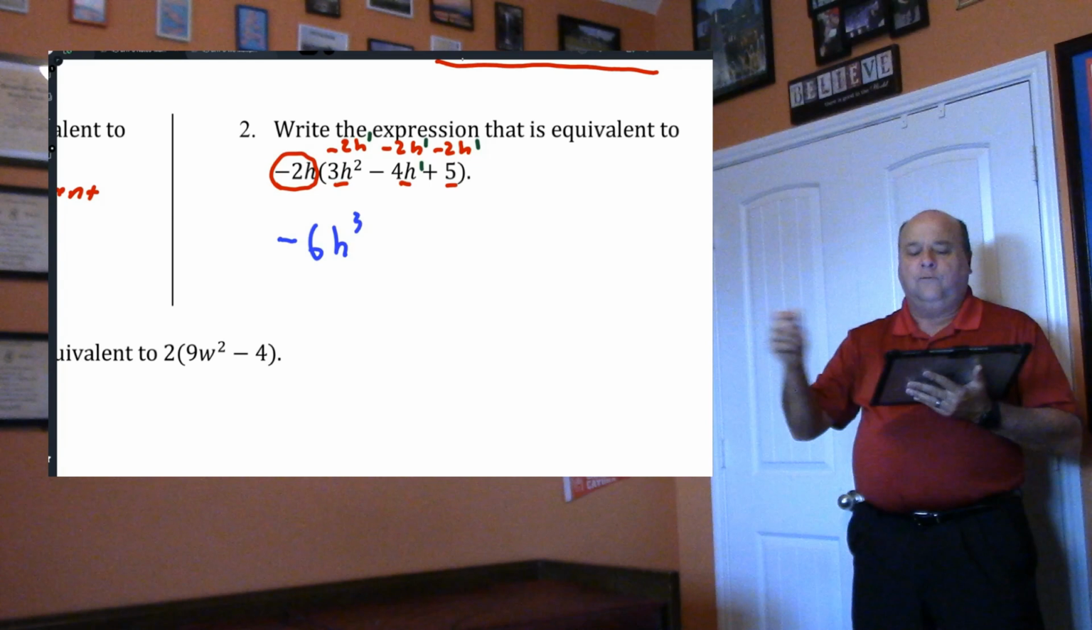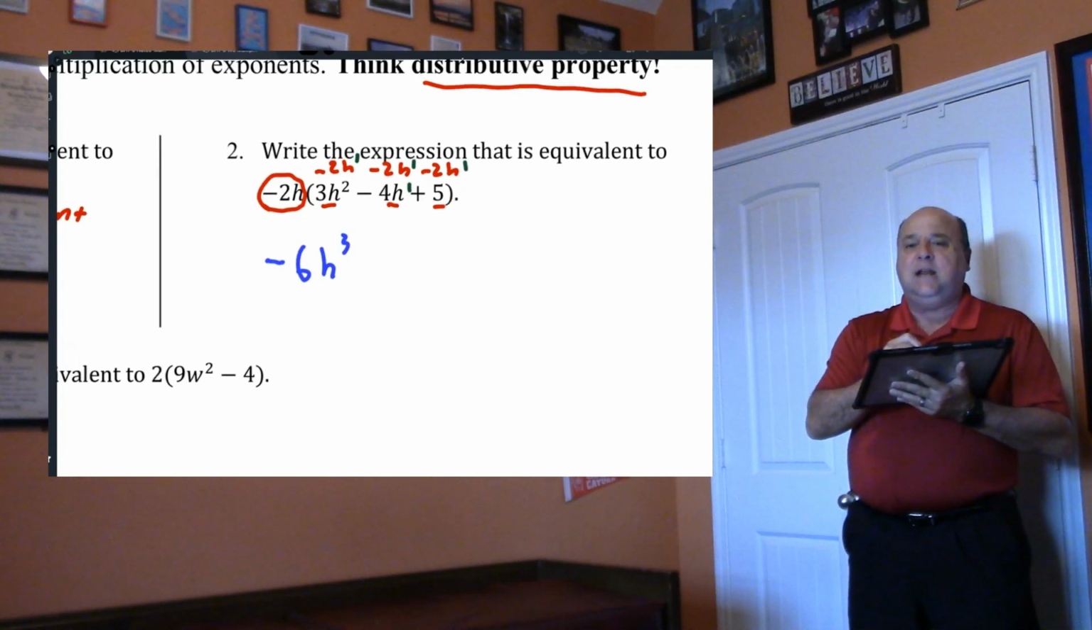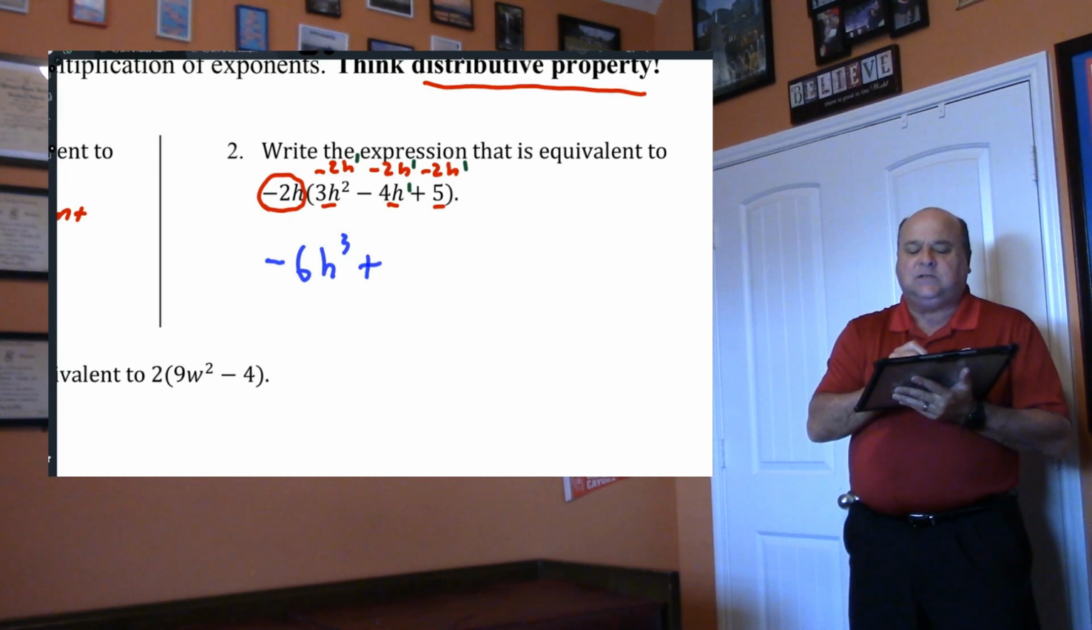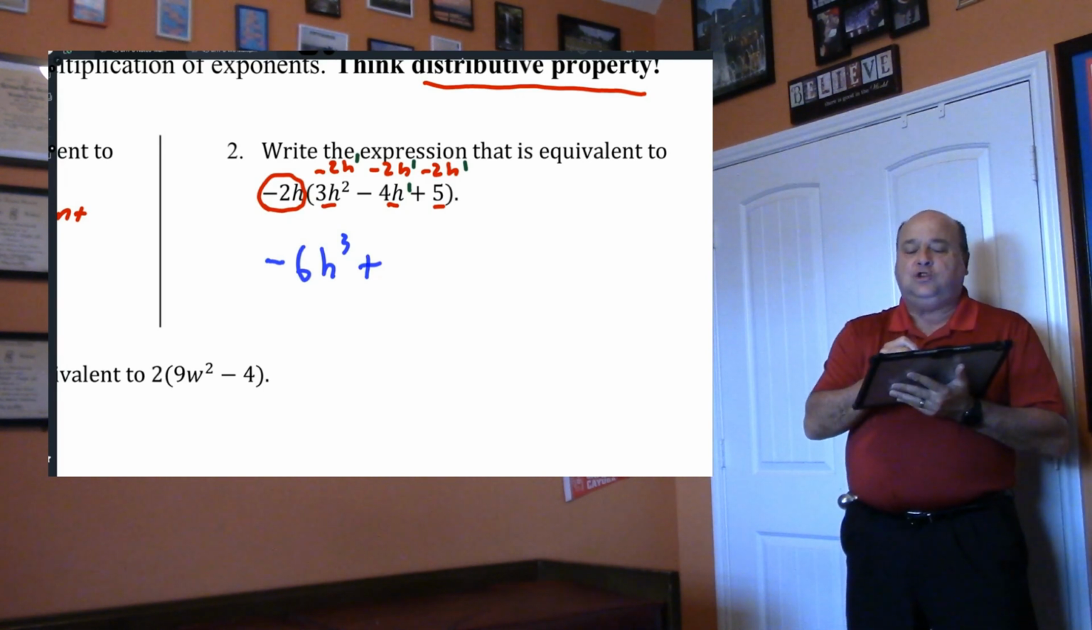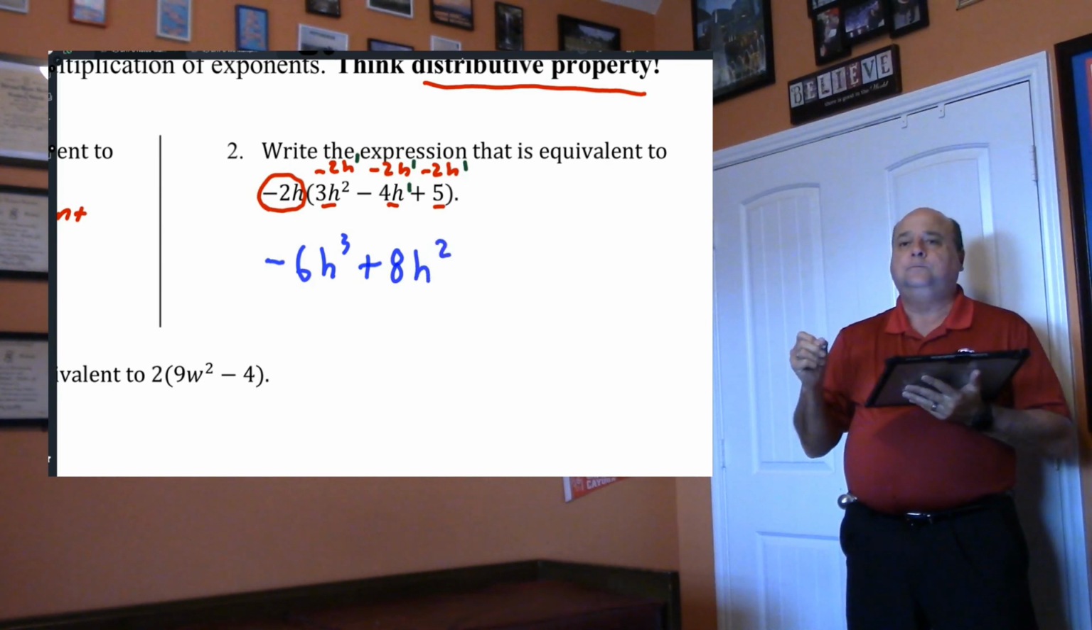I'm going to start all over again. A negative times a negative. 2 negatives makes a positive. Basically, this minus is going to flip these signs. And then 2 times 4 is 8. The letter is H. And 1 plus 1 is 2.